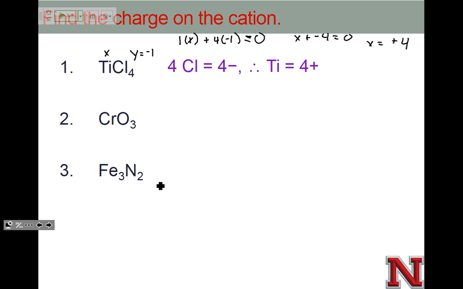If we look at chromium, again, we know oxygen has a 2- charge. So we can calculate what chromium's charge is. We have 3 oxygens, and each oxygen has a 2- charge. We only have 1 chromium. Again, you can set this up as an algebra equation. You don't have to. That's the way I like to think about it. And overall, our charge should be 0. So for that to balance out, our chromium must be a 6+.